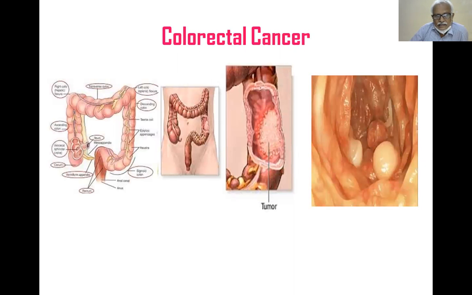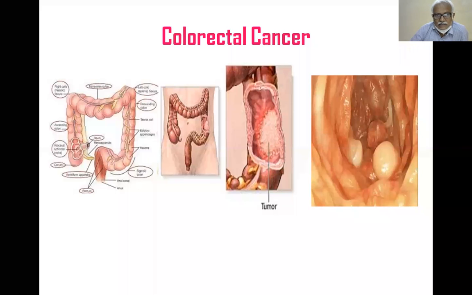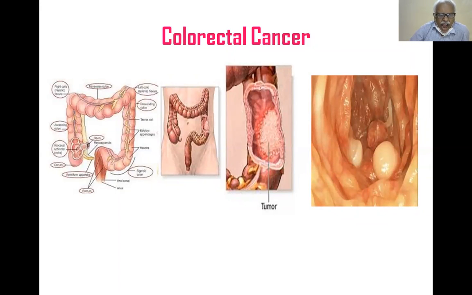So colorectal cancer, this is the example. You can see the ascending colon, transverse colon, descending colon, and rectosigmoid. So in the descending colon, sometimes the tumor may be developing. And even in the ascending colon also, the tumor may be developing. So wherever the tumor is there, we get the problem. And multiple polyposis is another example here.